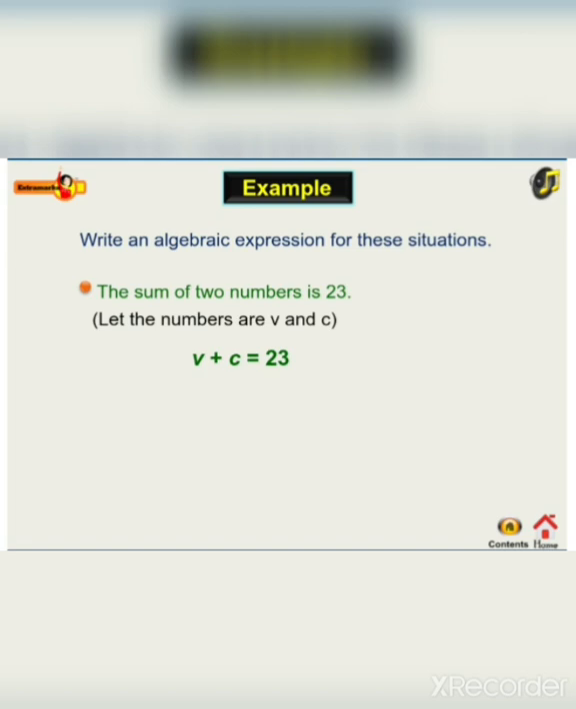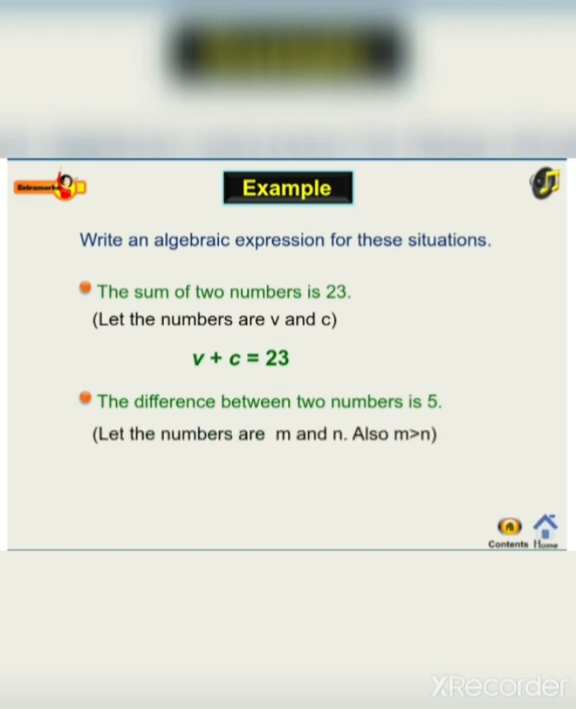Next situation. The difference between two numbers is 5. Let the numbers be M and N. Also, M is greater than N. Then M minus N is equal to 5.